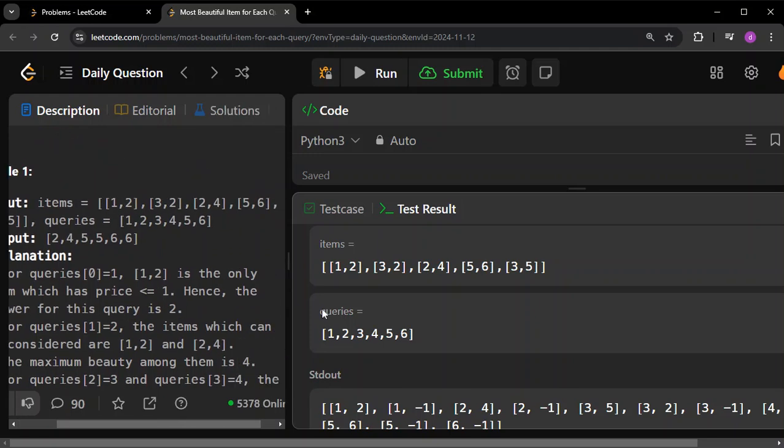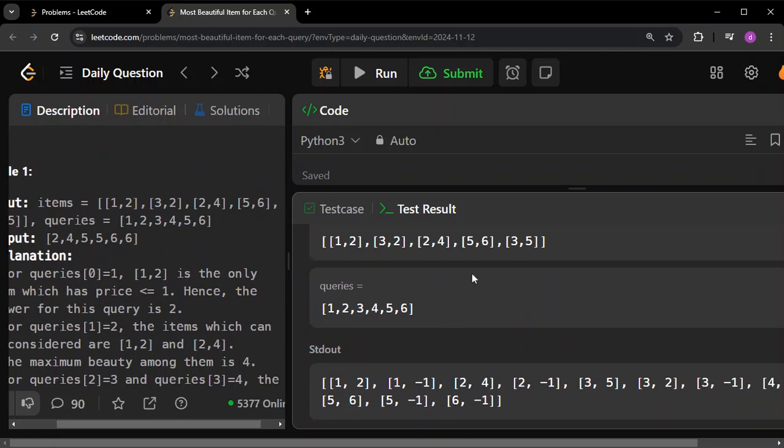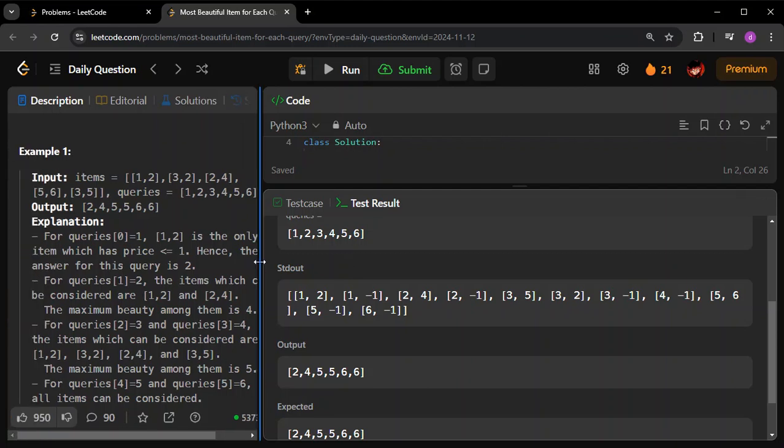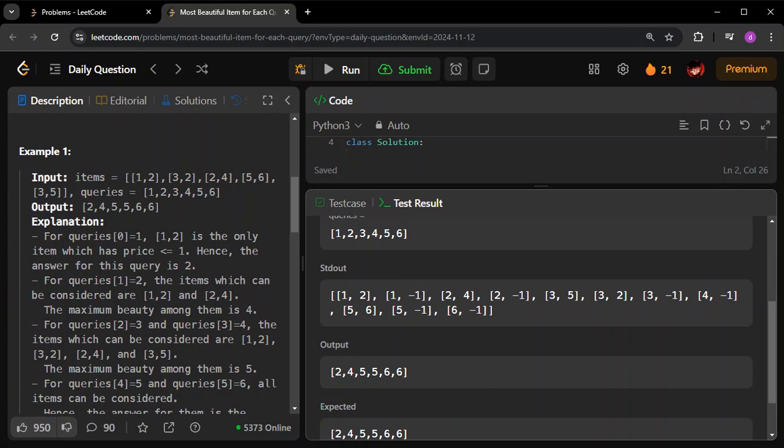So this is the first example. We are given certain items. Each item has a price and a measure of its beautifulness. First of all, I will be sorting them. But how I'm going to sort them, the idea is very simple. For a particular query, I need to know what all the items are and among them which is the most beautiful item. Do you agree with me on that?